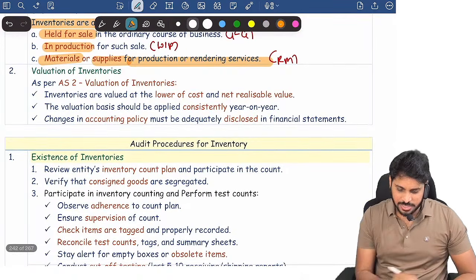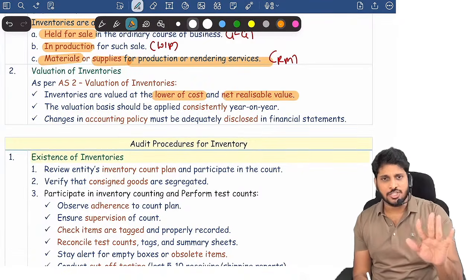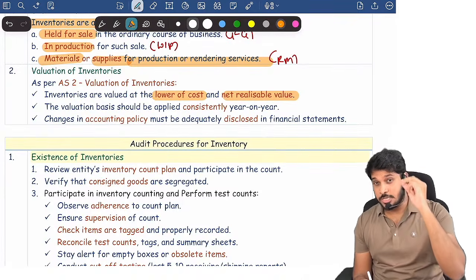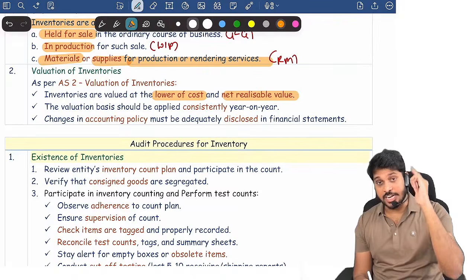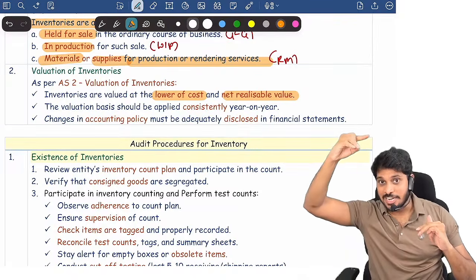Then valuation. What is the valuation principle? Inventory must be valued at lower of cost or NRV. In the entire balance sheet, the most important items are inventory, trade receivable and PPE. These three are most important: inventory, trade receivable and PPE. Yes or no? By the way, remember, we already covered borrowing, we already covered share capital.